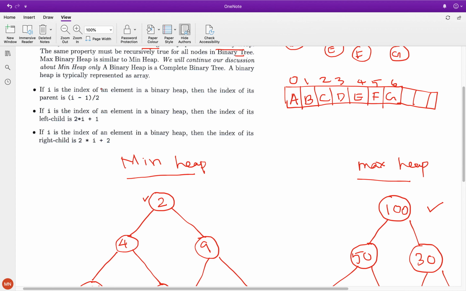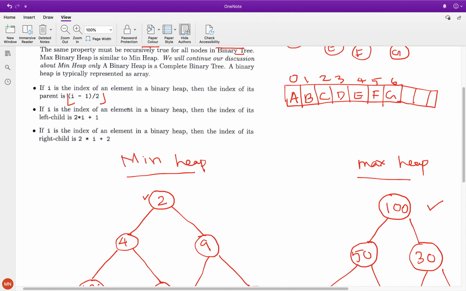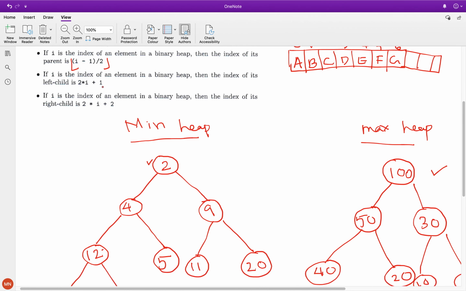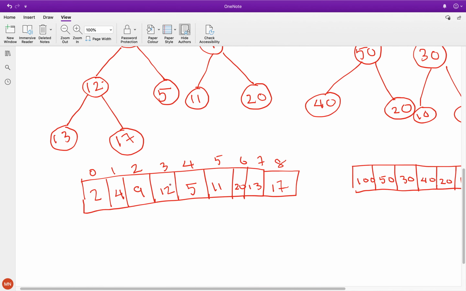If i is the index of an element in a binary heap, then the index of its parent is the floor of (i - 1) / 2. So if you have the index of any element, its parent's index will be (i - 1) / 2.